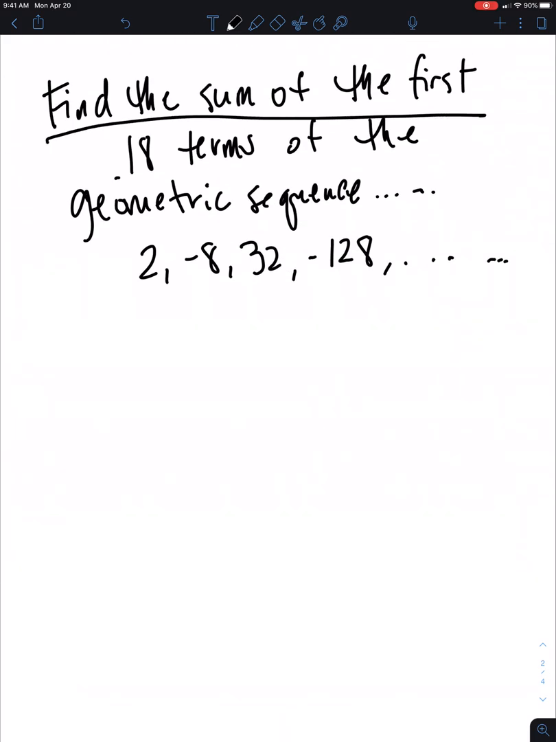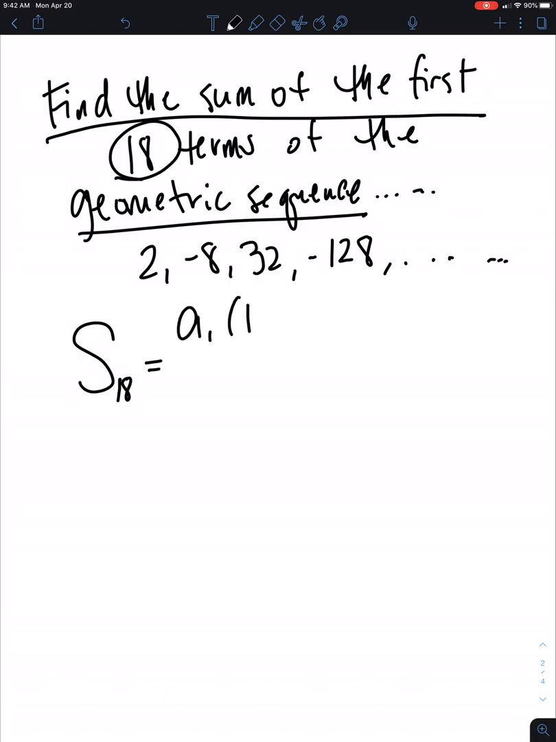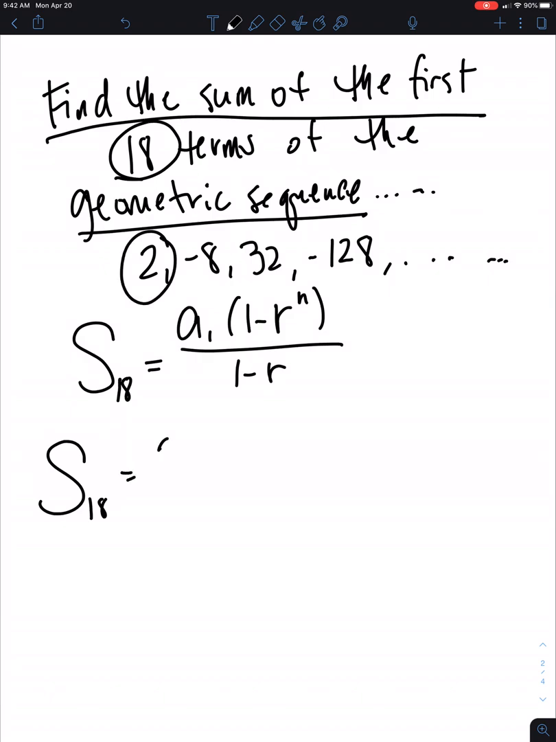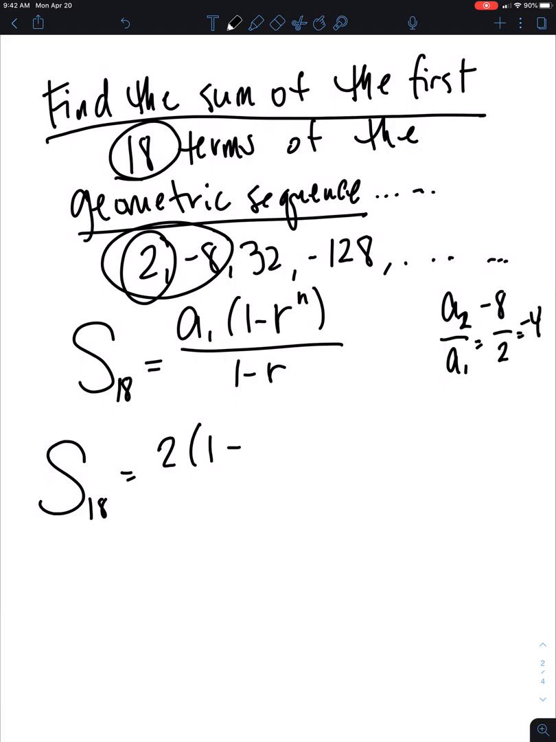Find the sum of the first 18 terms of the geometric sequence 2, -8, 32. We kind of already did this one, but it was a good example because we had already seen it. So let me write down the equation. We're going to do n is 18. So S18 equals A1 times 1 minus r to the n over 1 minus r. I'm going to just fill in the numbers. We know A1 is 2. What is r? We're going to do A2 over A1, so -8 over 2, so -4. So our r is -4.